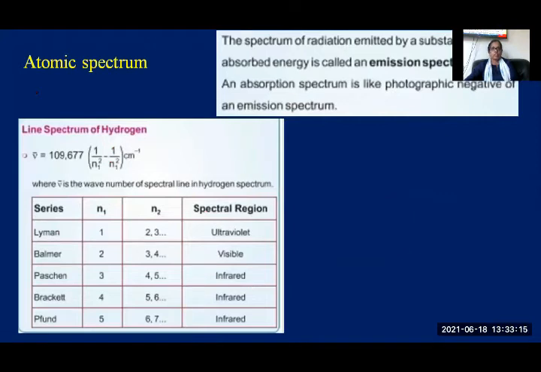When various electromagnetic radiations were observed, it is seen that these radiations can be arranged in increasing order of wavelength or decreasing order of wavelength. So that is called a spectrum. When we arrange the various radiations in the increasing order of wavelength, it is called the spectrum.